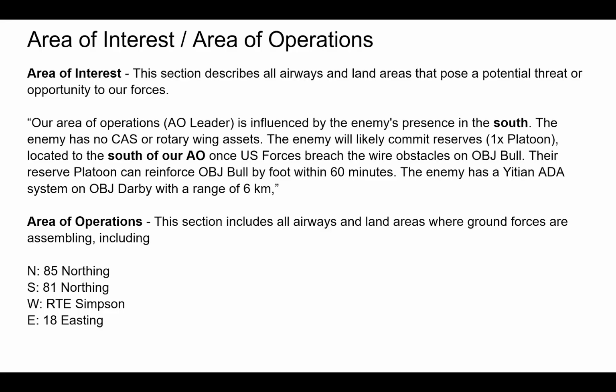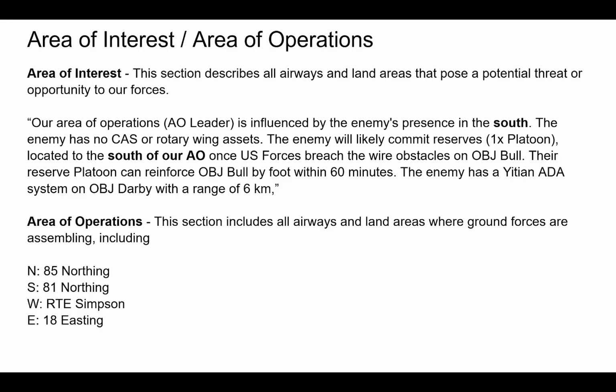On an operations order, it will pretty much always be delineated by the grid lines. So north and south will be the northings. In this case, it's going to be the 8-5 grid line and the 8-1 grid line. That's going to be the north and south. Route Simpson, that's going to be a high-speed avenue of approach, or main supply route. It doesn't have to be. It can also be an easting or a grid line.